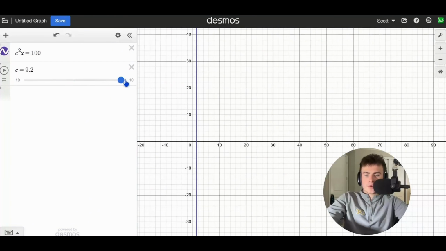Right now, you can only drag it up and down to -10 and 10. But if you click on one of these numbers here, you can change the bounds to like 1,000 if you want. So now I can actually drag it up to 1,000, whereas before I could only go to 10.